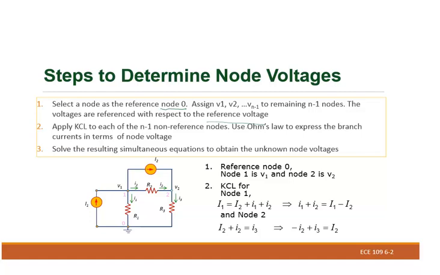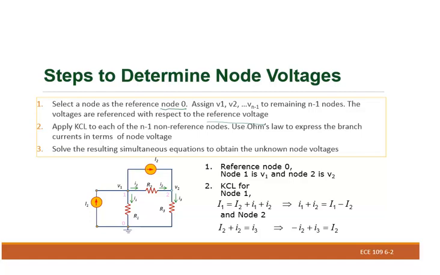After assigning the nodes, we will write the KCL for each of the non-reference nodes. Then we will use Ohm's law to express those branch currents in terms of node voltages. Then we're going to solve those simultaneous equations. It depends on how many unknowns we have, so we can have many unknowns and many equations, or just two.